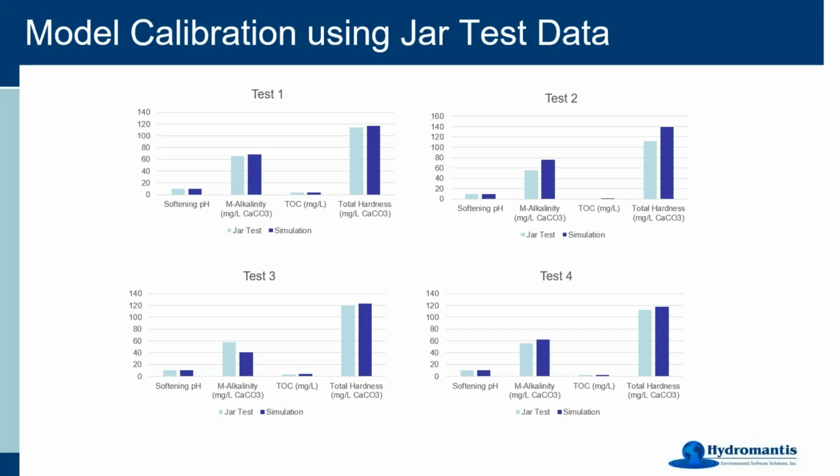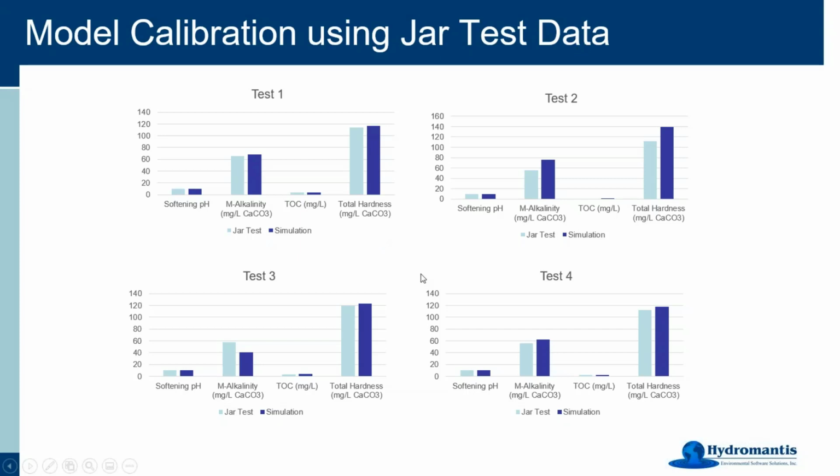So we compared the model outputs with some of the jar testing data that was available in some of the reports. We compared that by setting up a simple model in GPSX and then trying to model the pH, alkalinity, TOC, and hardness, which were some of the target criteria. So this is the information that was collected from a jar test data.